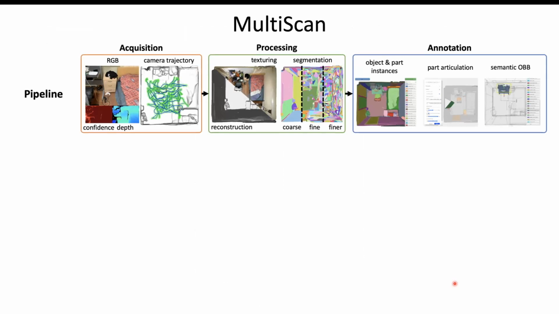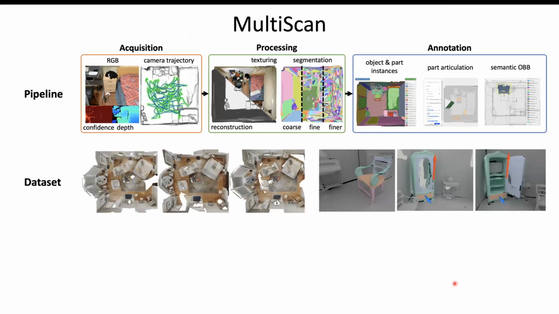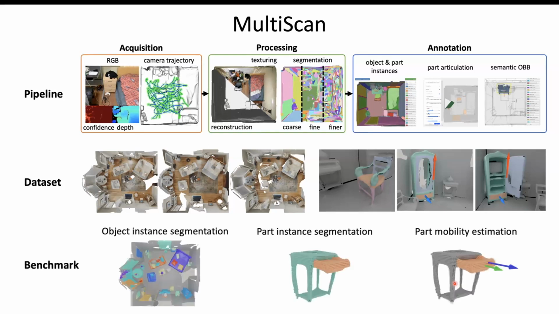right? To go into a room and scan it once, twice, three times, to reconstruct it, create a high fidelity textured 3D mesh representation, and to semantically annotate it. And to use this pipeline to create a dataset of such annotated 3D scenes where we know all the objects, all their parts, and how they articulate. And then lastly, to leverage that dataset to create a benchmark for some important, I would argue, perception tasks: object instance segmentation, part instance segmentation, and in particular, part mobility estimation, estimating how the parts of common indoor objects can articulate.